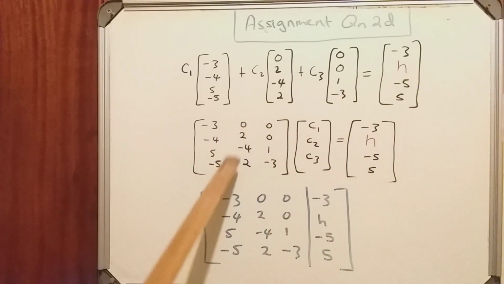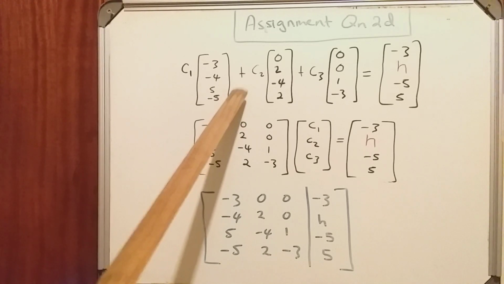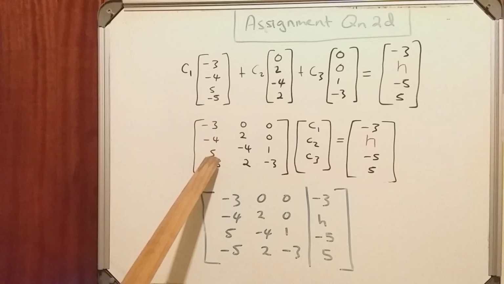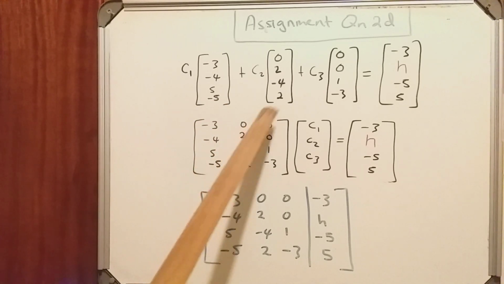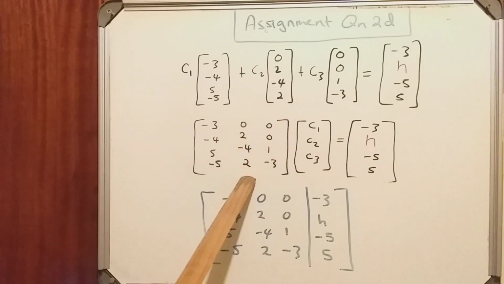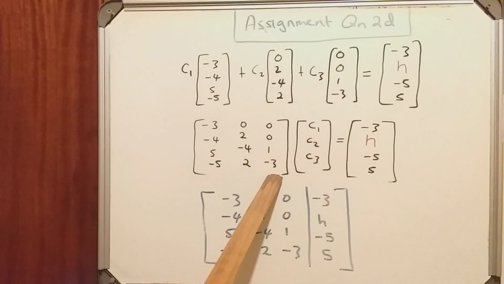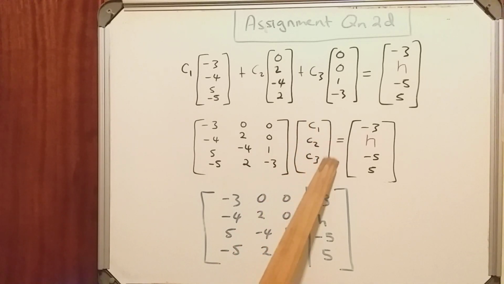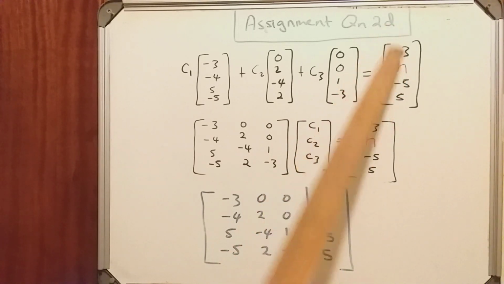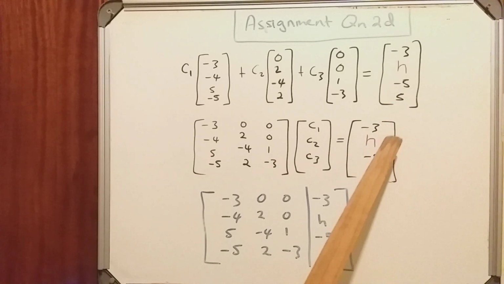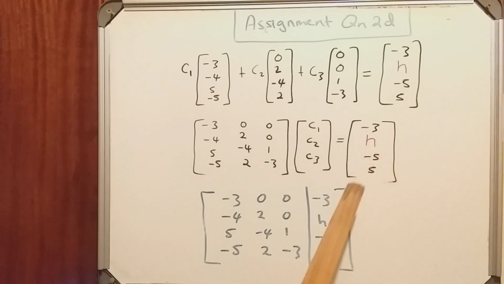So we make a matrix out of the vectors, which is vector 1, that is the vector. Vector 2, that's the corresponding vector. Vector 3, that is the corresponding vector. Multiplied by C1, C2, C3 is equal to the span of that matrix, which we are looking for H.